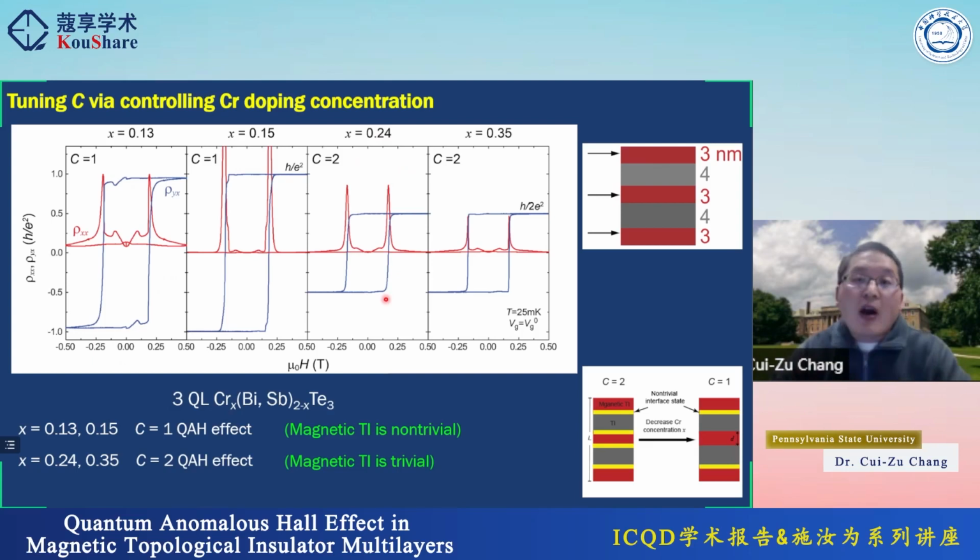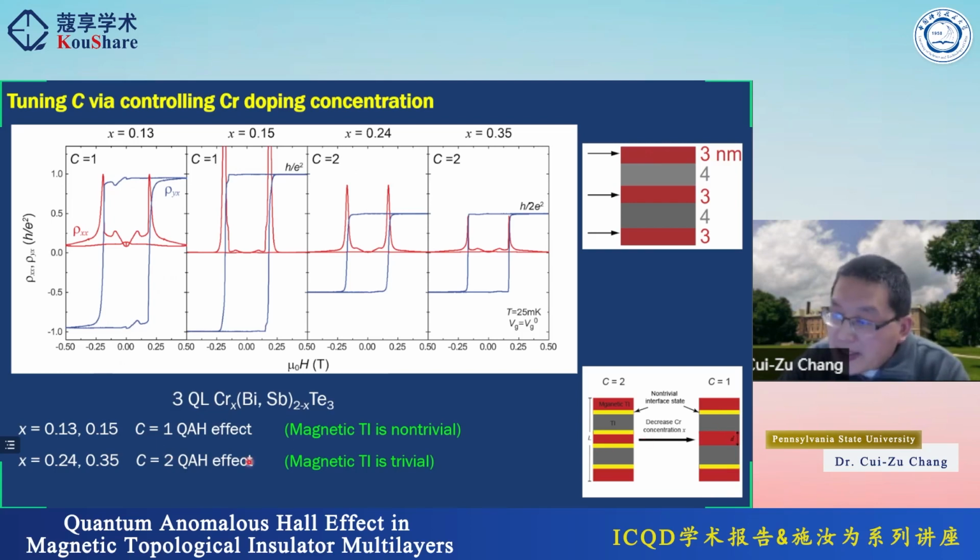The reason, as I already told you, is that with the lower doping level, the magnetic TI layer, the red color one, is still in the non-trivial regime. So this is non-trivial, this is non-trivial, and this is also non-trivial. These three layers share the same topology. So there are only 2 non-trivial surface states. One contributes e squared over 2h for conductance, so the total is e squared over h.